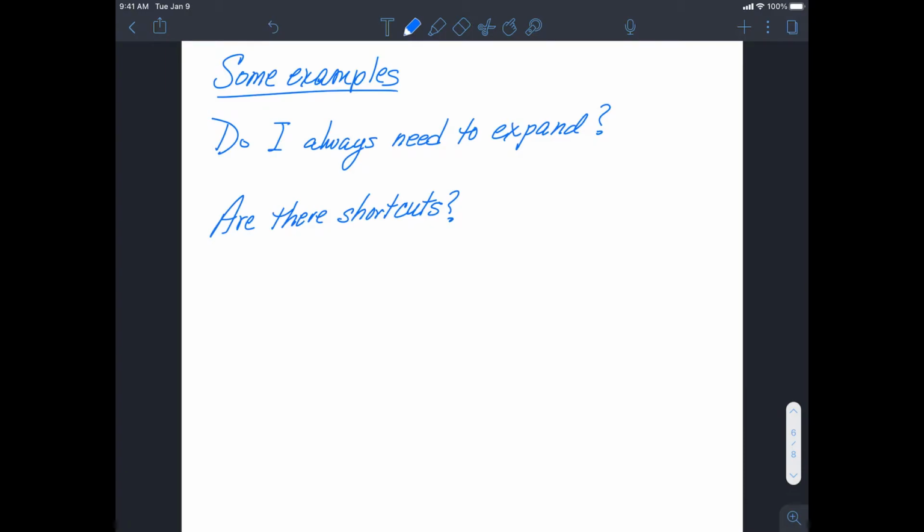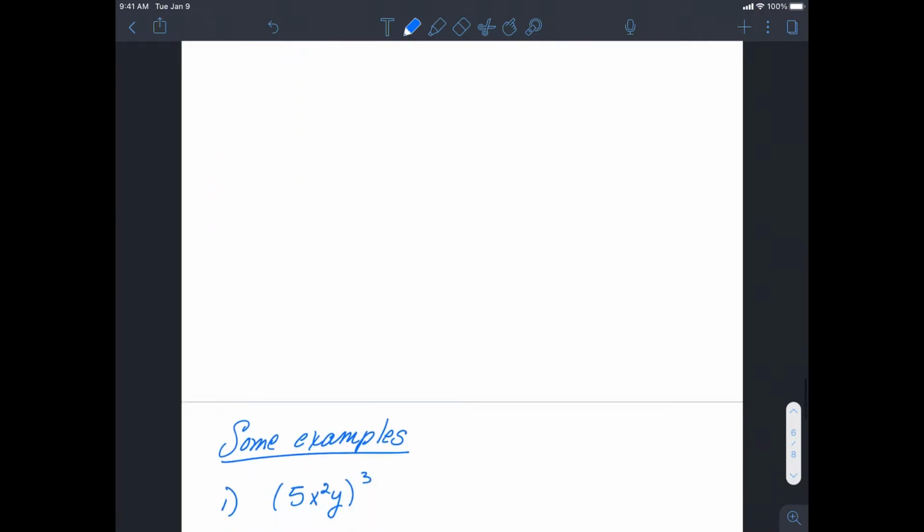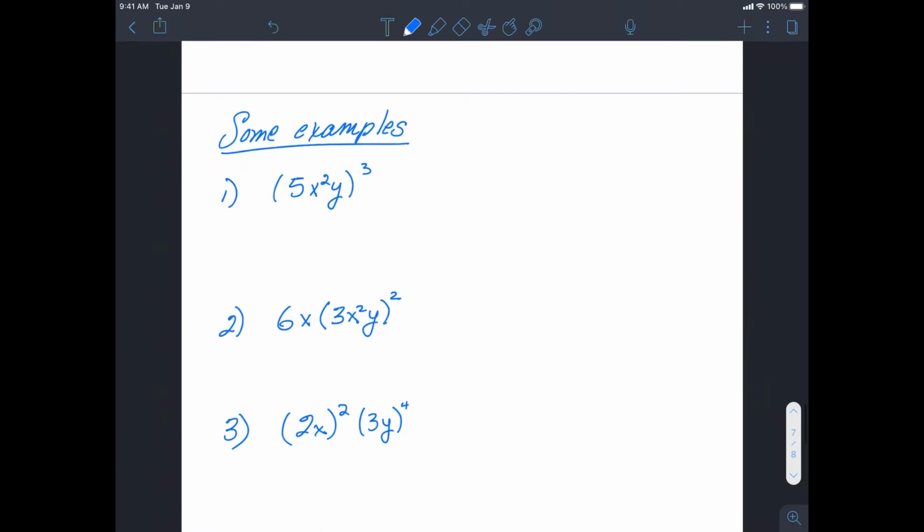And are there shortcuts? Sure. But I think that it's important to understand the concept before seeing the shortcuts. So what I'm hoping is that as you work on more problems, you'll discover the shortcuts on your own rather than seeing them and trying to figure out when to apply them. So let's get started. We'll take a look at 3 examples. And in each example, you are asked to simplify the expression.